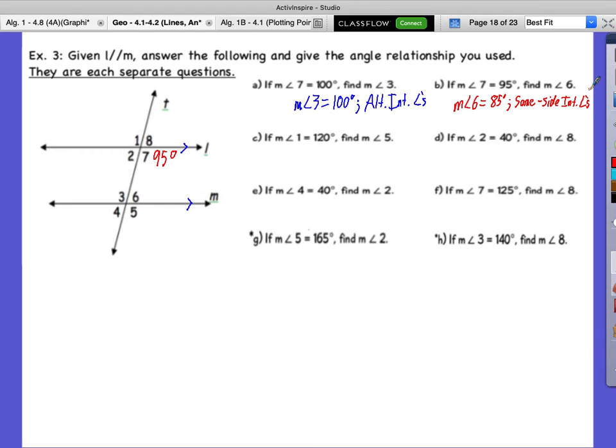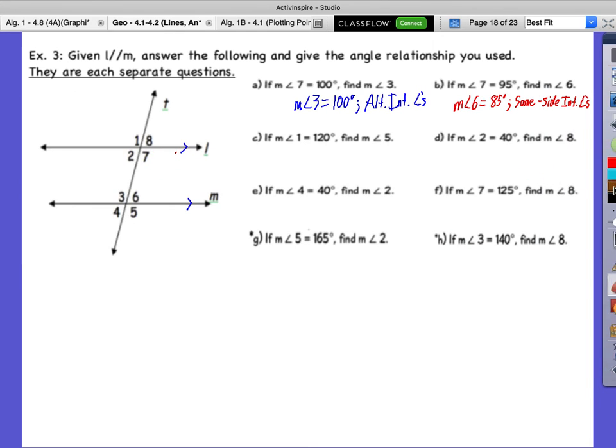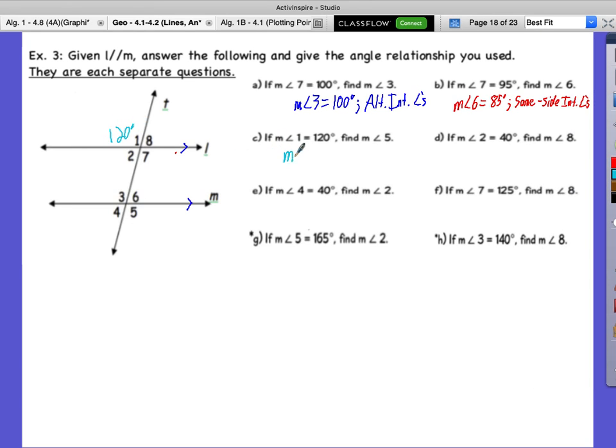Hey guys, we're gonna talk about these up here now. Okay. So if we look at letter C here, if measure of angle 1 is 120 degrees, what is the measure of angle 5 going to be?